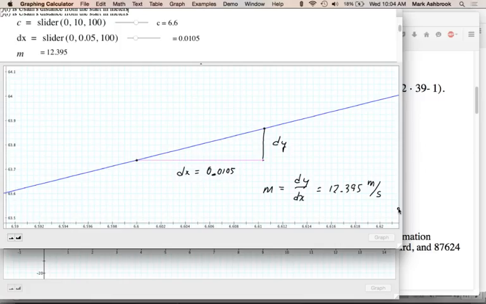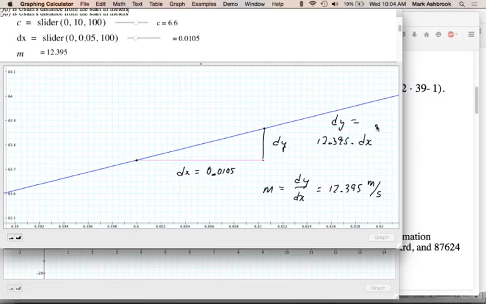Agree with that? Yeah, go ahead. Right. For any change in time, the corresponding change in distance is 12.395 times as much as that change in time. Now, but we have a qualification. It has to be a small change in our moment, right? It has to be a small change in our moment, okay?